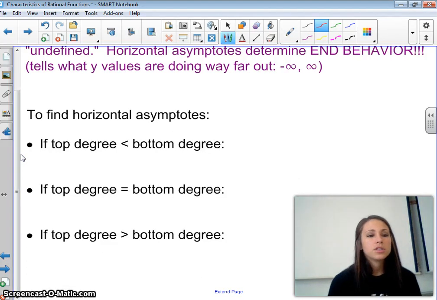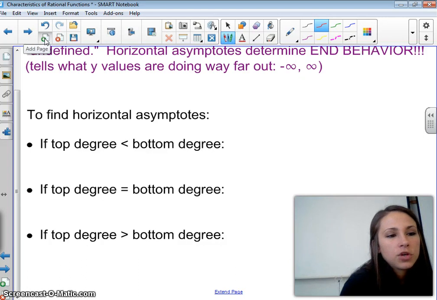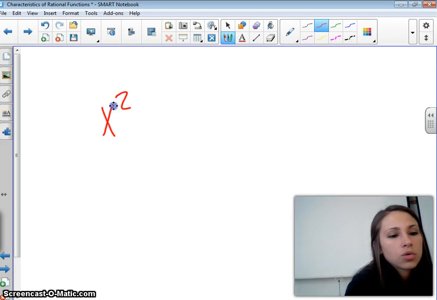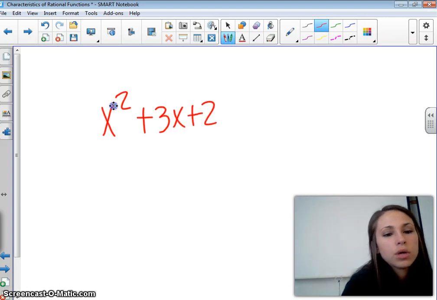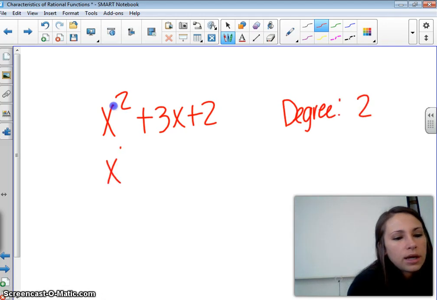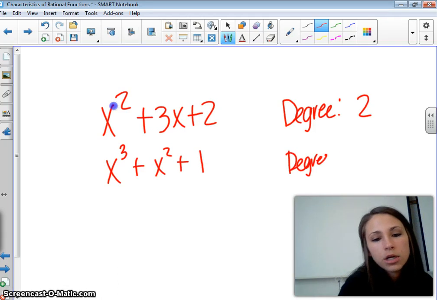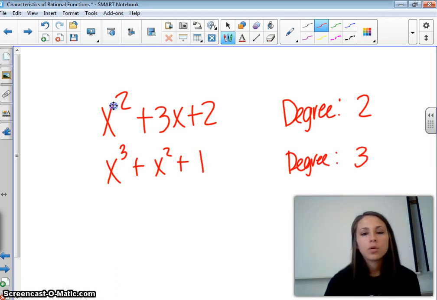But if the top degree is smaller than the bottom degree, and what I mean by degree is, if you have a function, let's just add a page. If you had a function like x squared plus 3x plus 2, the degree would be 2. If you had x cubed plus x squared plus 1, the degree here would be 3. All the degree refers to is just the exponent that is largest. So even though this has a 2 in it also, the degree of this function is 3 because this is the largest exponent.